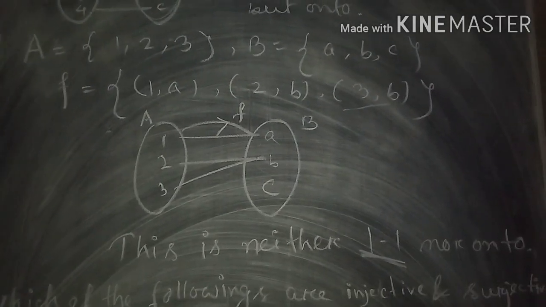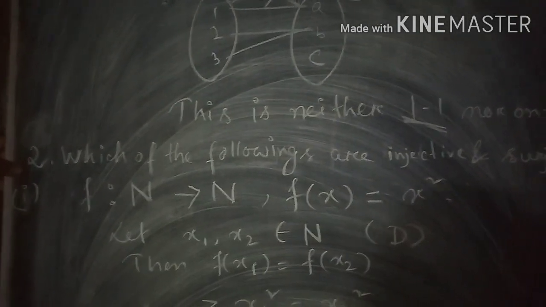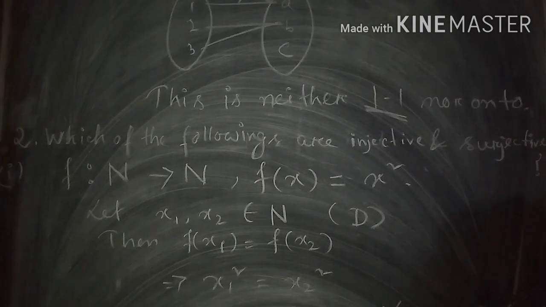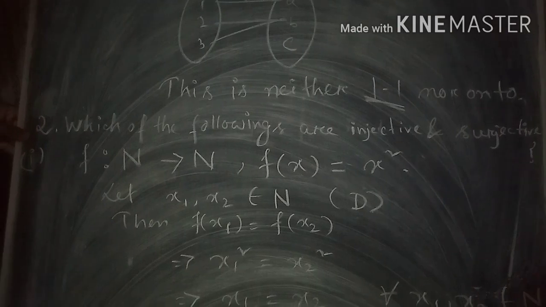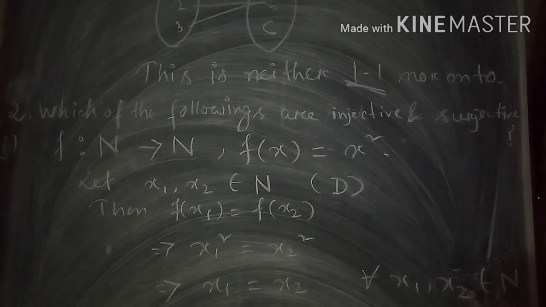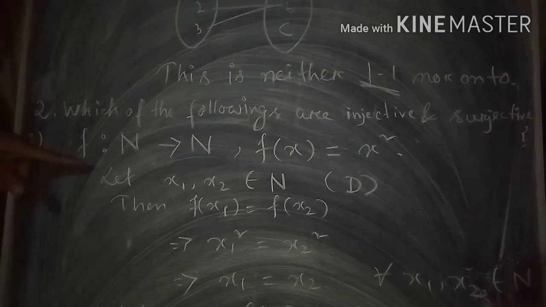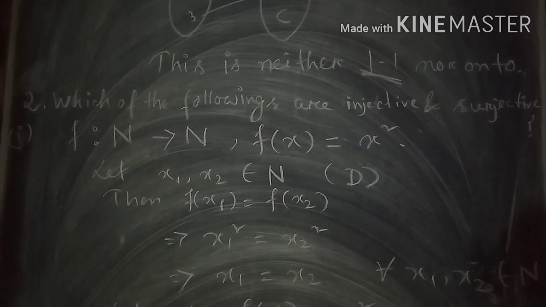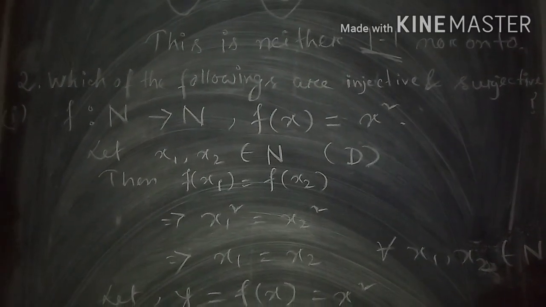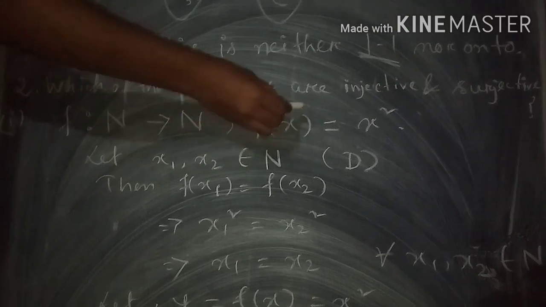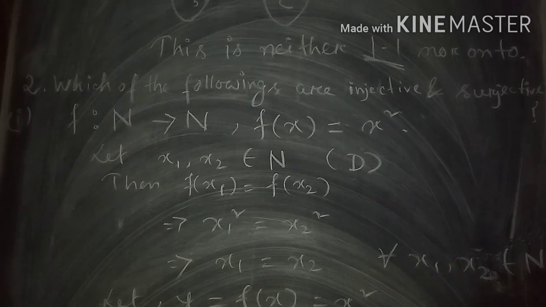Now, come to question number 2. Which of the following functions are injective and surjective? We are given some functions. We need to check whether these functions are injective and surjective. So the first question is f from N to N. f is a function from the set of natural numbers to the set of natural numbers, and it is defined as f of x equal to x square for an element x in the set of natural numbers.